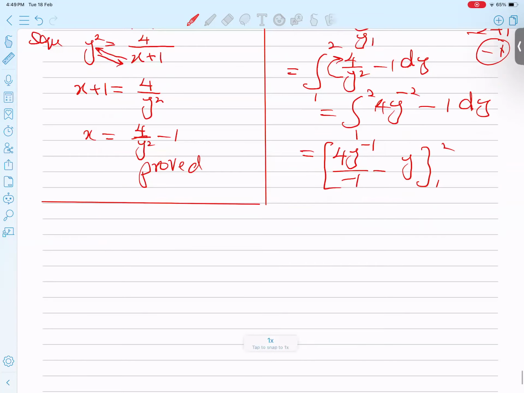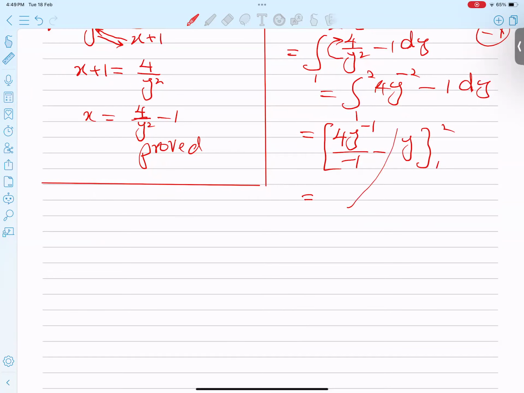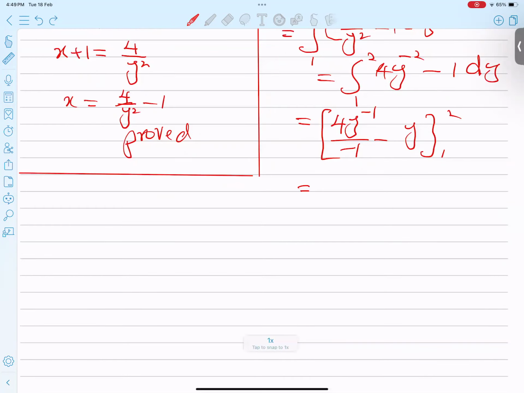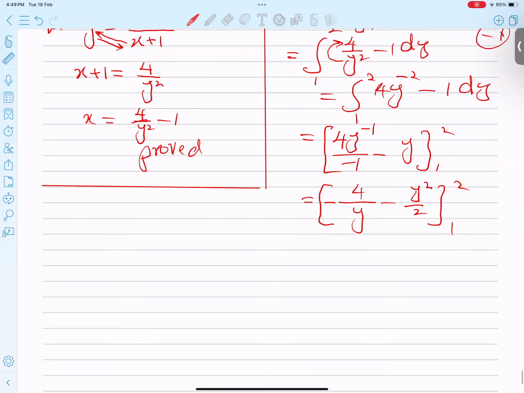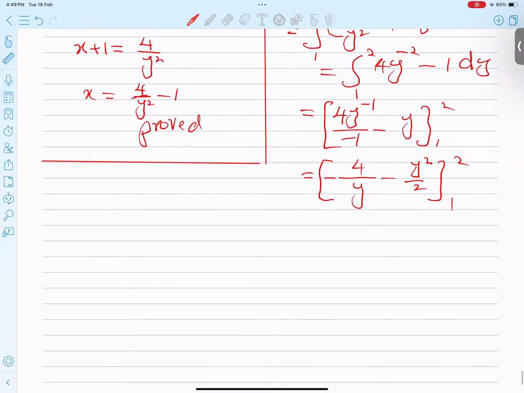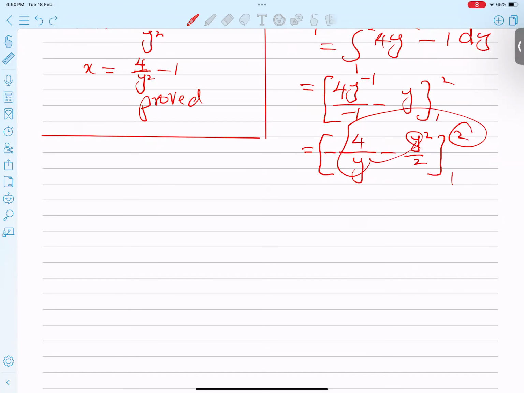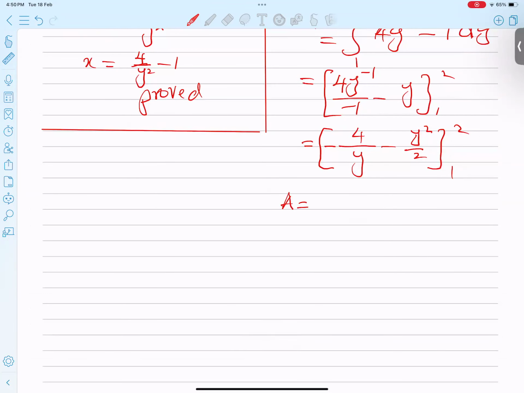Don't plug in yet. Simplify maximum. The power is negative 1, which will go down and become positive y, and the 4 is already available. The minus goes in the middle. And what about this, students? y squared divided by 2. This is done with integration. Now I can plug in the upper limit minus the lower limit. So when I plug in this 2 in each y, let's see what happens. So the area turns out to be, when I plug in 2, let's see what happens.